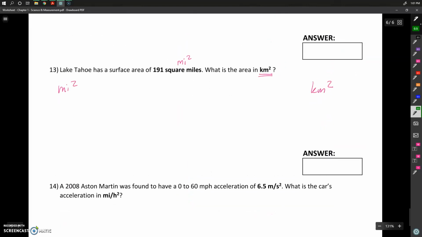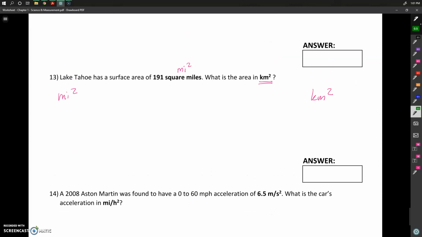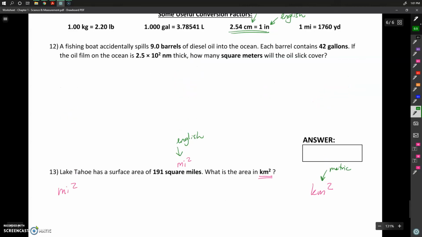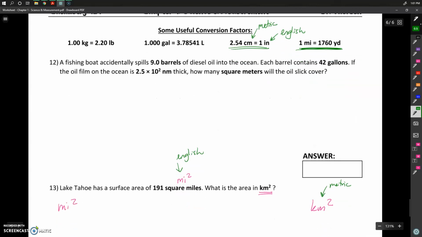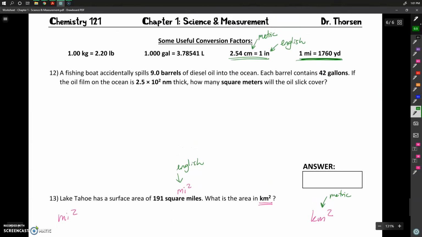And if we notice in this problem, that's exactly the situation we're dealing with, because miles is going to be an English system of units, whereas kilometers is a metric system of units. So we're going to need this conversion factor because that gets us from one unit system to the other. And the one other conversion up top here that may be useful, because I don't expect everybody to have this memorized, is that 1 mile is equal to 1,760 yards.